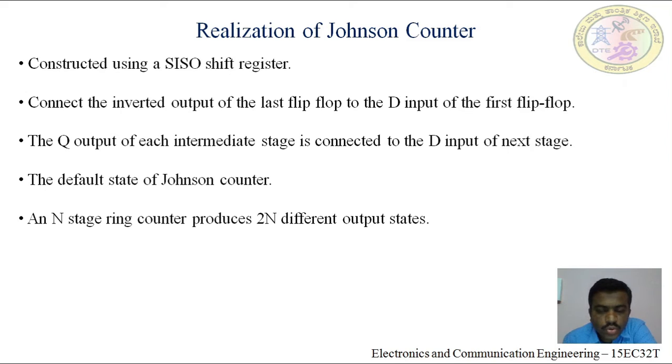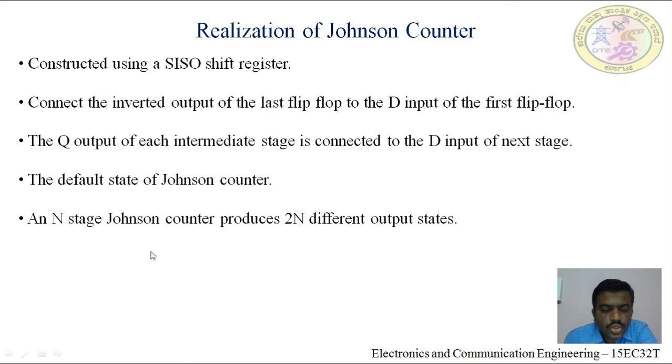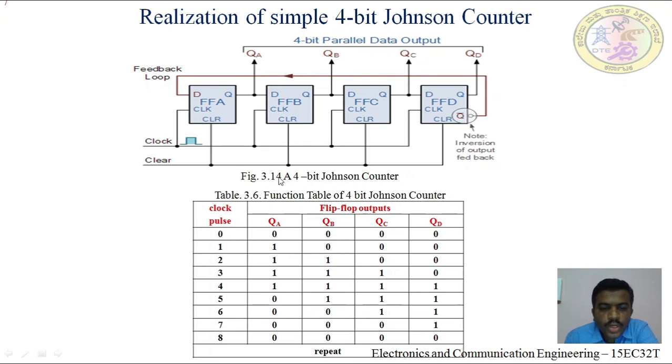In a Johnson counter, the output state represented as all zeros represents the default state of the Johnson counter. For example, if we have a 4-bit Johnson counter, the default state of the Johnson counter will be 4 zeros, that is 0, 0, 0, 0. Using an n-stage Johnson counter, we can produce 2n different output states. Figure 3.14 shows the 4-bit Johnson counter.